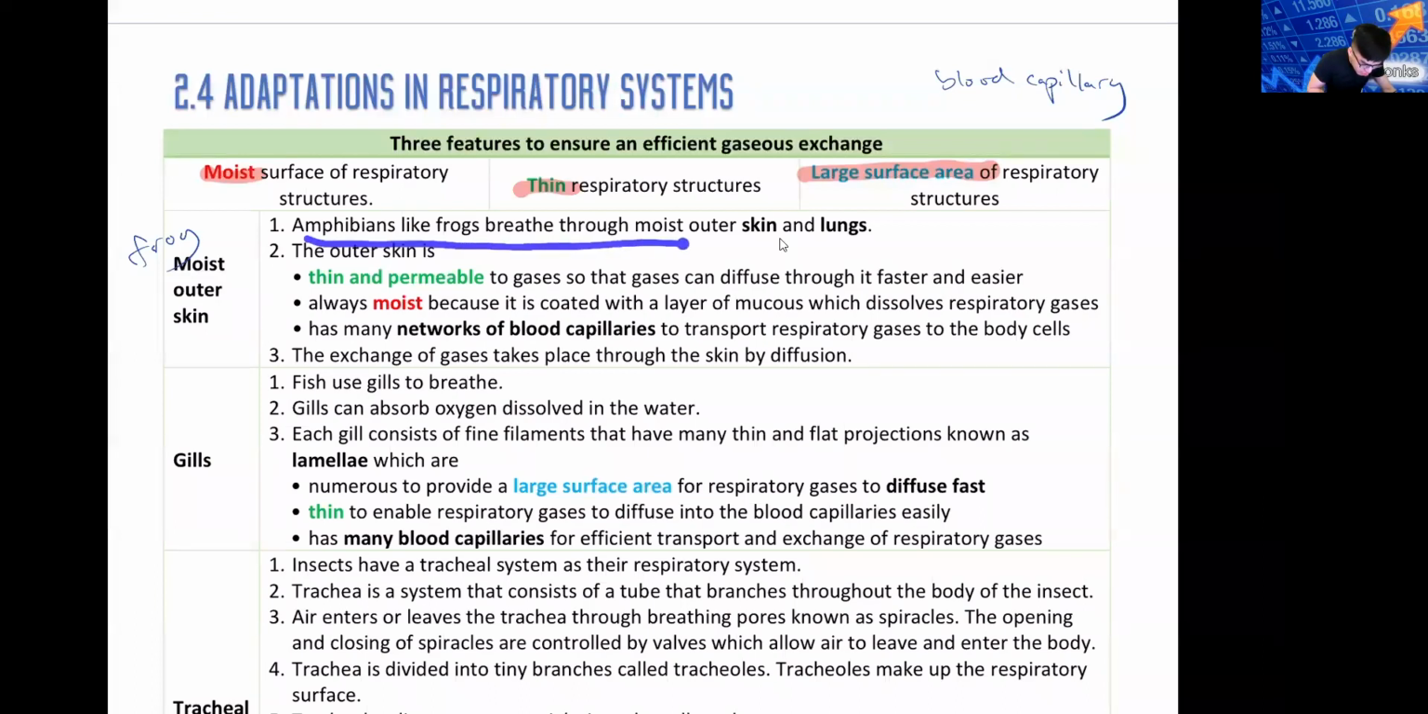Amphibians like frogs breathe through moist skin and lungs. The outer skin has all these characteristics. Number one, they are thin, same as our alveolus. They are moist, because they're covered in mucus. If you touch a frog, they are always wet, and they have a network of capillaries, like us. You might say, sir, no large surface area? Because a frog's skin is not really that large a surface area compared to our alveolus.